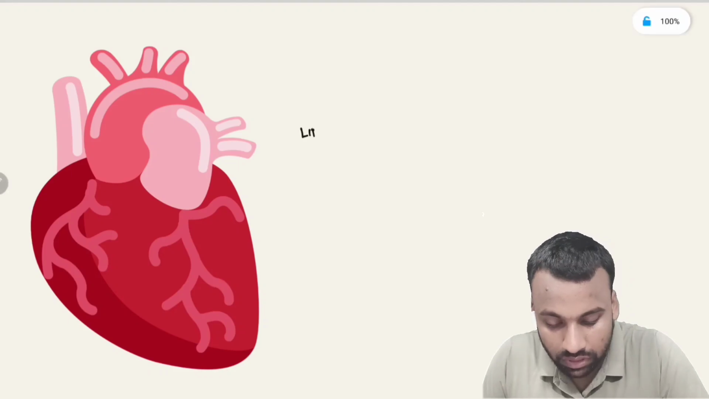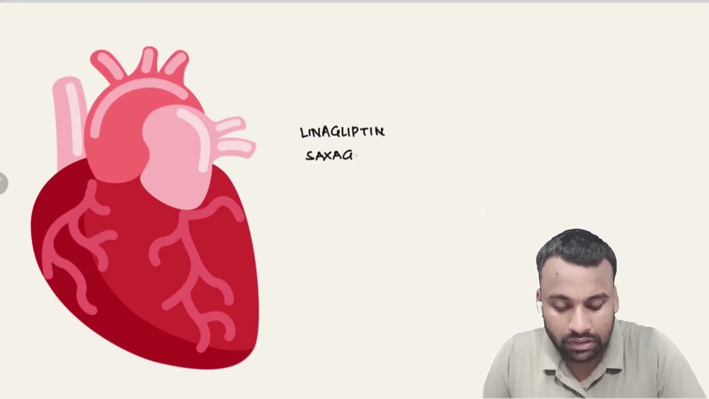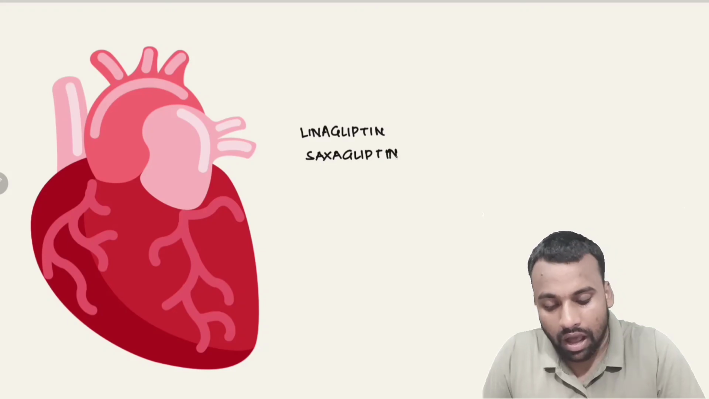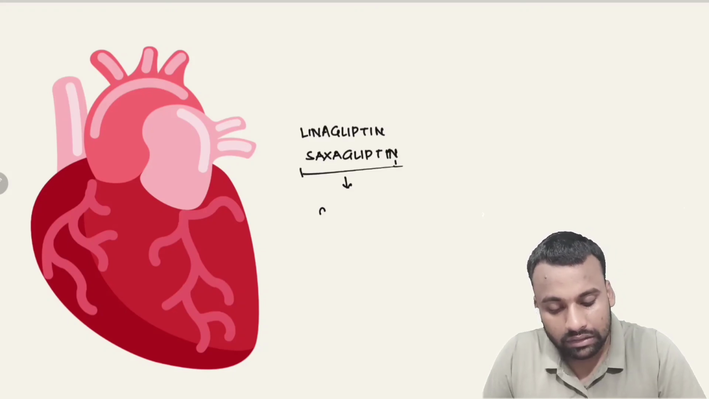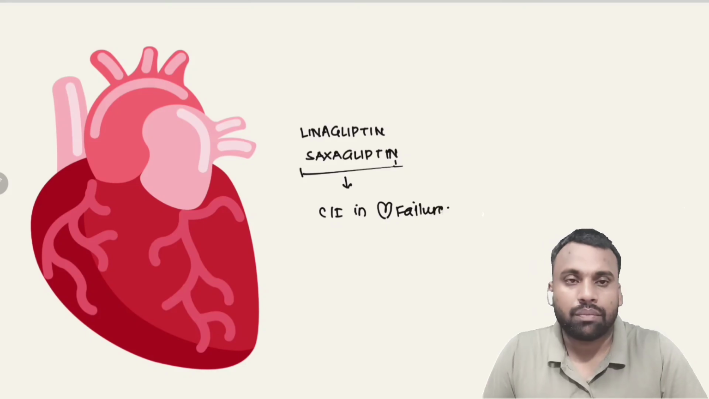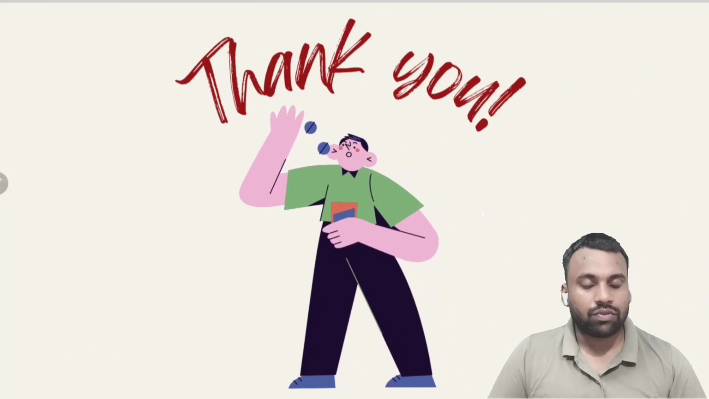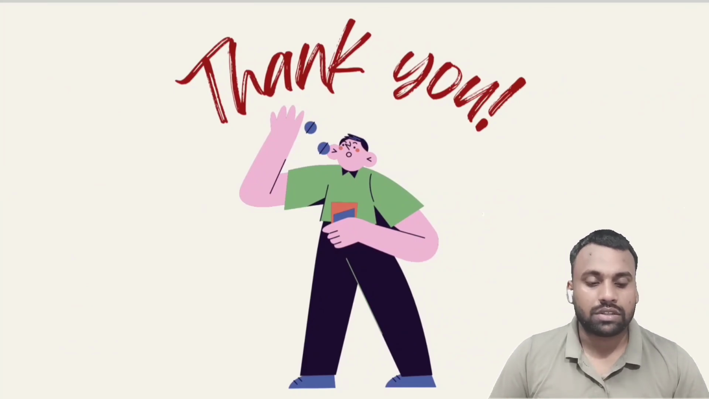At last, the saxagliptins and also linagliptin are mainly contraindicated in heart failure. Where are these mainly contraindicated? Heart failure.